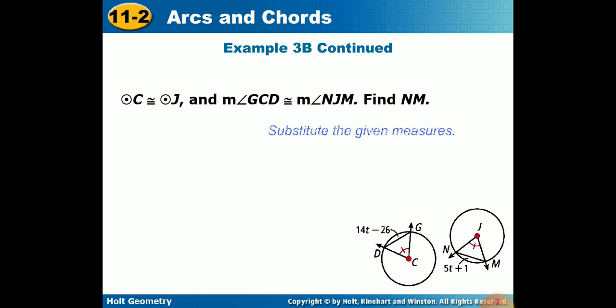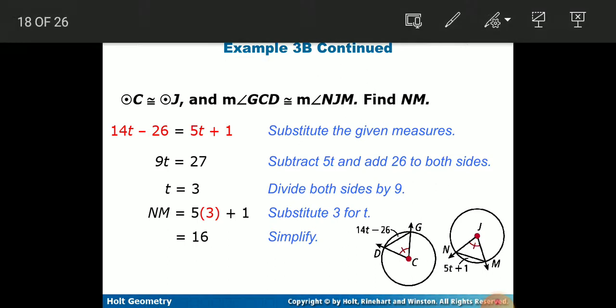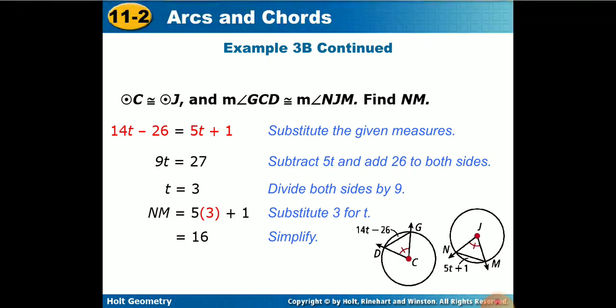So I will find here, guys, t will be 3. After finding t is 3, what should I do? I need to know the NM segment. Substitute in NM segment, which is 5t plus 1. So 5 times 3 plus 1 gives me 16. So now NM is 16 and DG also will be the same, 16.